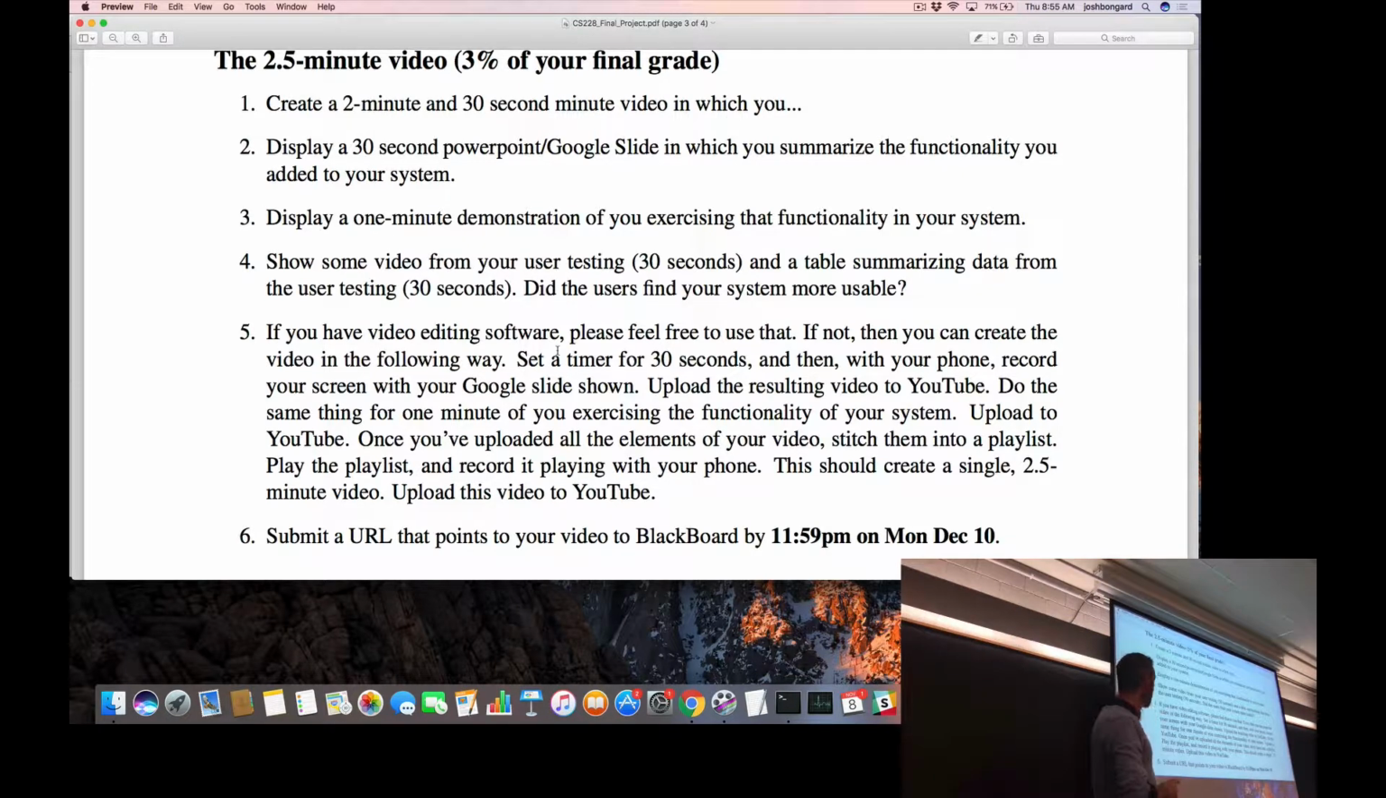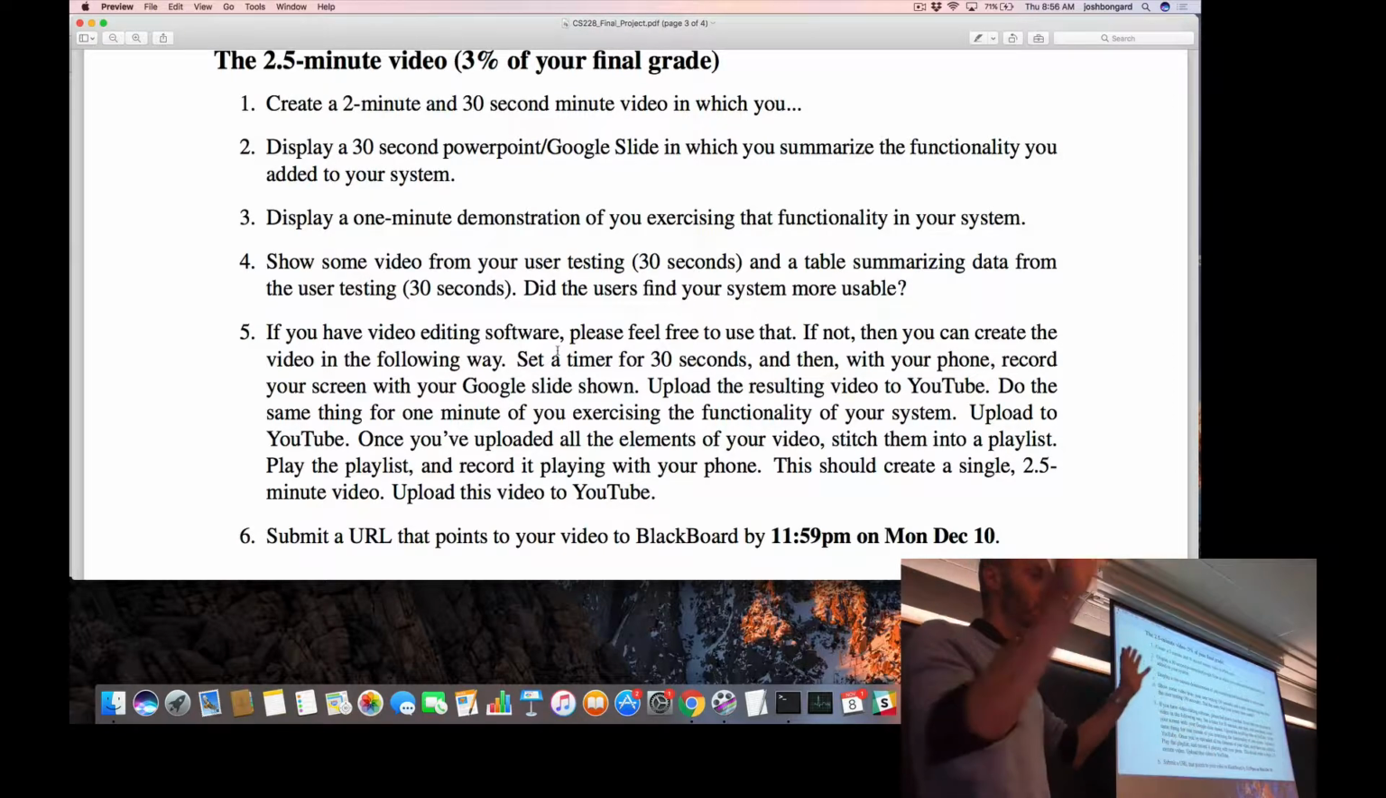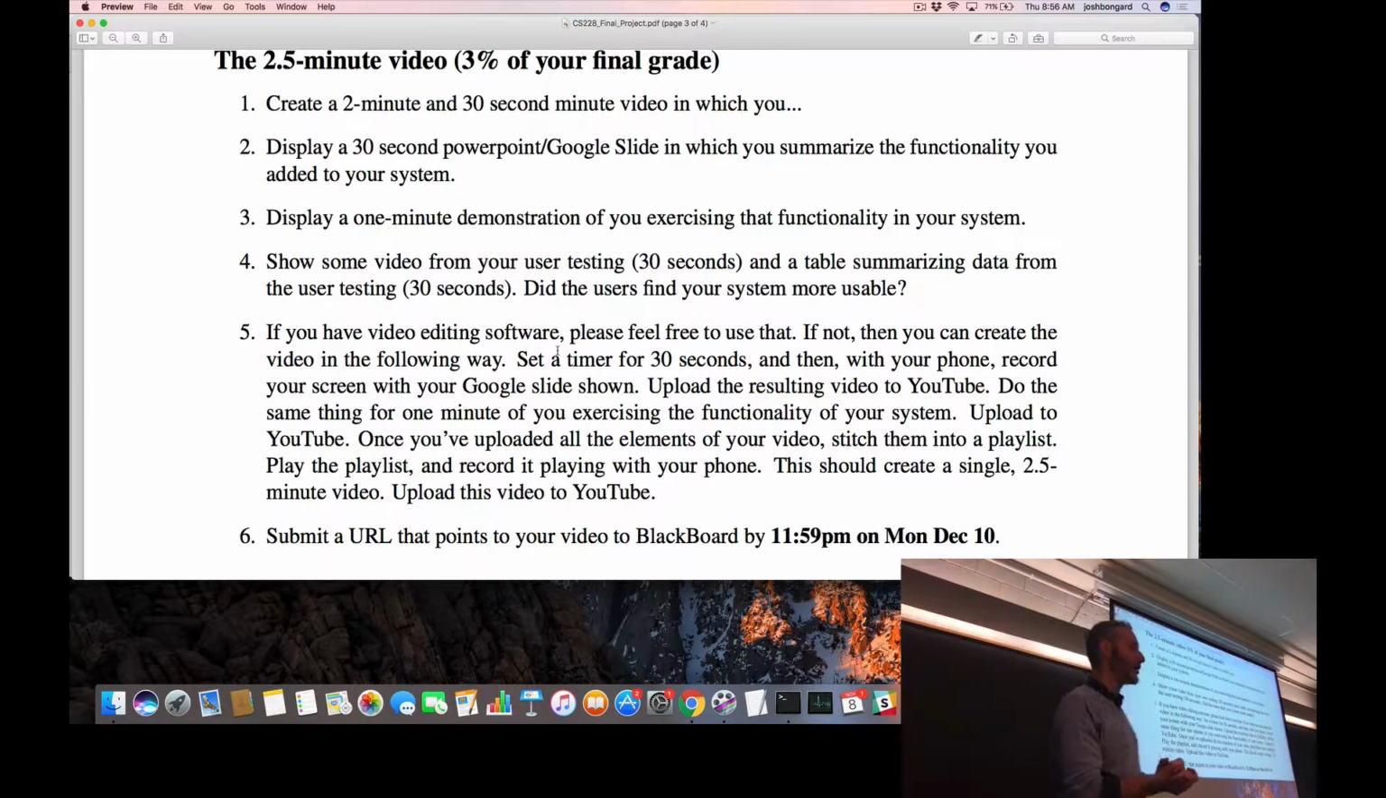If you do not have video editing software, when we ran this class last year, YouTube had a simple video editor embedded in it. No longer exists. So we're going to hack something together here. You can obviously, there's probably some open source video editing software out there. We are not assigning grades based on the beauty of your video. All we want is to make sure it's 2 minutes and 30 seconds long, and it has these parts in it, and it's easy for us to see that.